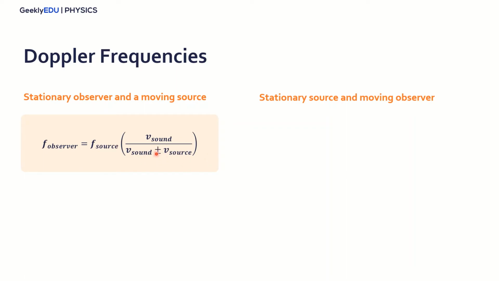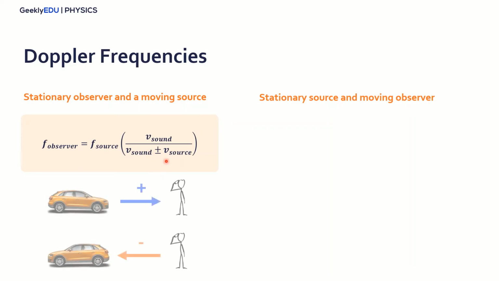This sign here depends on the orientation of the movement. If the sound source is moving towards the observer, we have a plus sign here. So it means this value will be greater than this one. So this entire fraction here will be less than 1. And the frequency of the observer will be smaller than the frequency of the source.